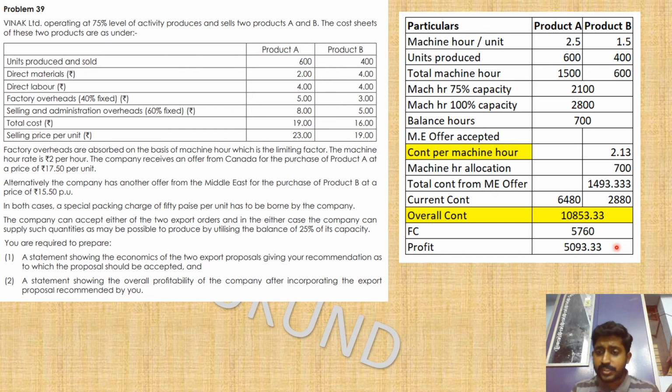So guys, I know this is a very challenging problem. There is a high probability you may go wrong in calculating the contribution, in calculating the contribution per machine hour, or in deciding whether to accept Canada or Middle East. And if you have done all this correctly, you may go wrong in calculating the fixed cost. Or you can also go wrong in calculating the balance machine hours required, or you may get stopped here: how to proceed, how to incorporate the Middle East profitability with the current profit. So this has a lot of turning points. This problem is really challenging. It may be an 8 marks problem at minimum.